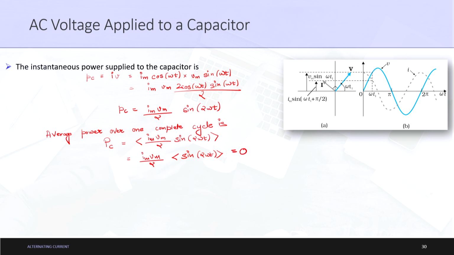Thus we see that in the case of an inductor the current lags the voltage by pi by 2, but in the case of a capacitor the current leads the voltage by pi by 2. So, those were all the concepts for the capacitor. Let us try to solve 2-3 examples, as many as possible, and then we can move on to the next concept.